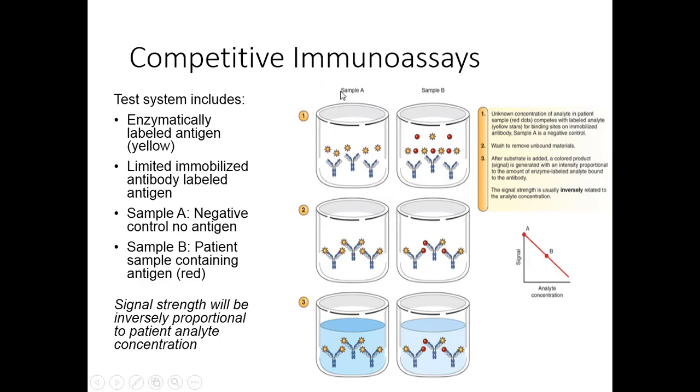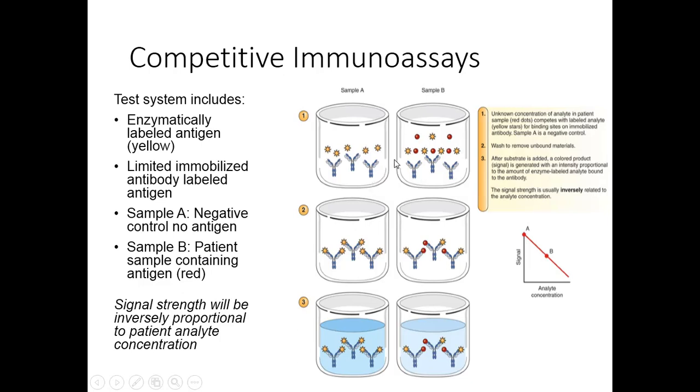We have two different samples here. We have a sample A and a sample B. Sample A reflects a negative control, or we could call it a negative antigen, no antigen. This would be exactly what it would look like if a patient didn't have the antibody as well. So it's just a negative sample, no antigen of whatever we're looking for in question.